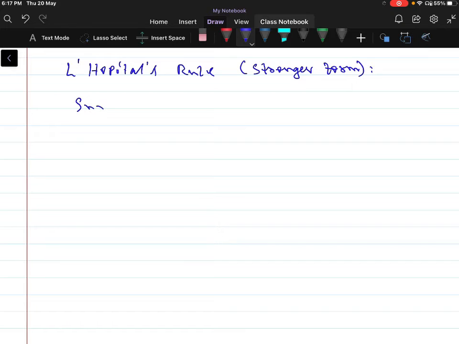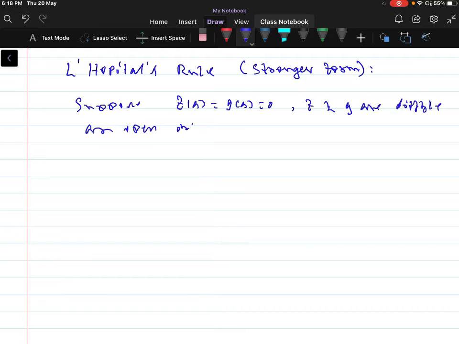Suppose f of a is equal to g of a is 0, and f and g are differentiable in an open interval containing x equal to a, and g dash of a is not equal to 0.